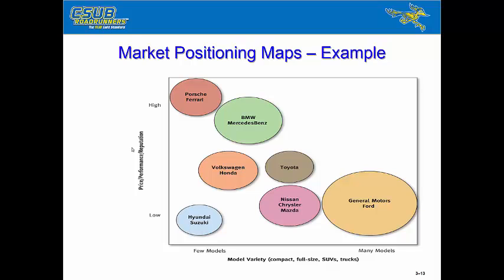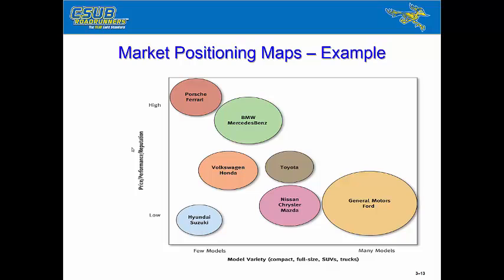BMW and Mercedes tend to have a few more models than Porsche and Ferrari, but they're also relatively high priced. Volkswagen and Honda tend to have about the same number of models as BMW and Mercedes, but they are at a lower price point. Toyota tends to be at that same price point but have more models.